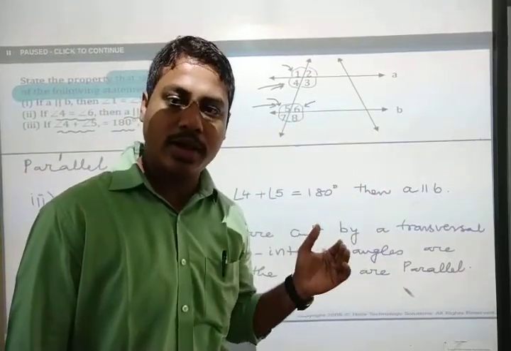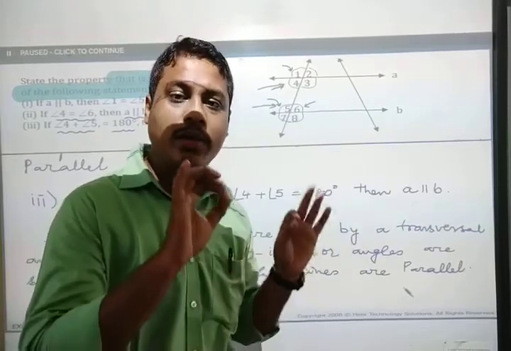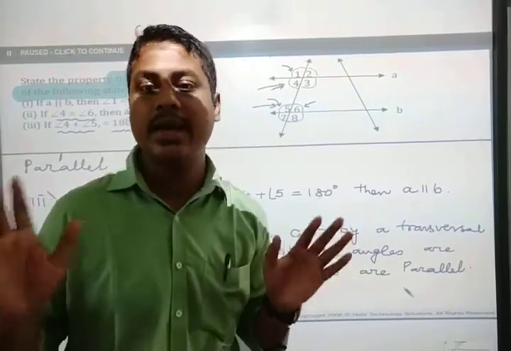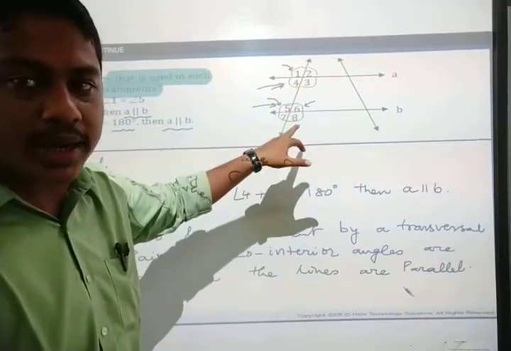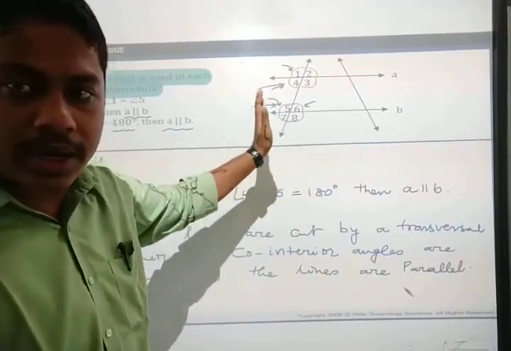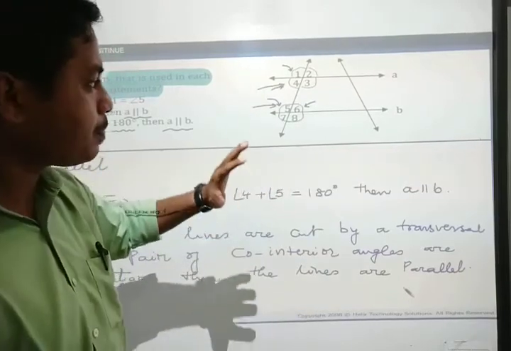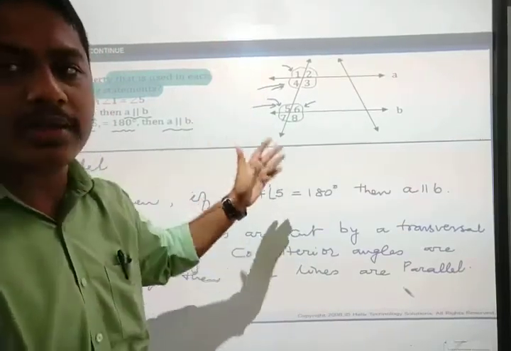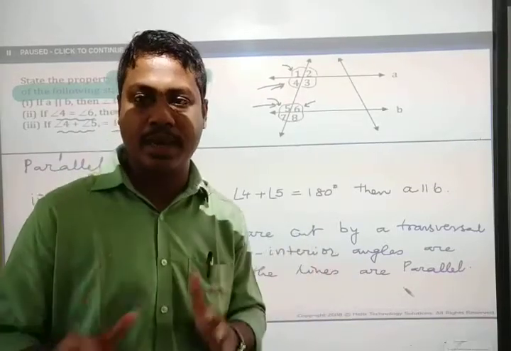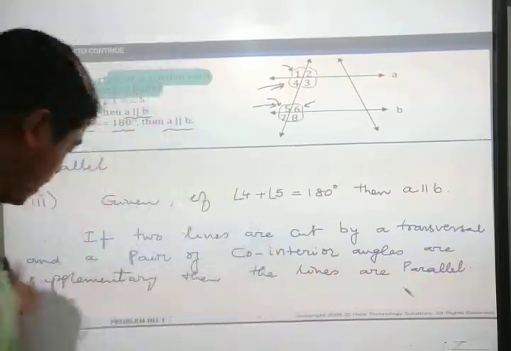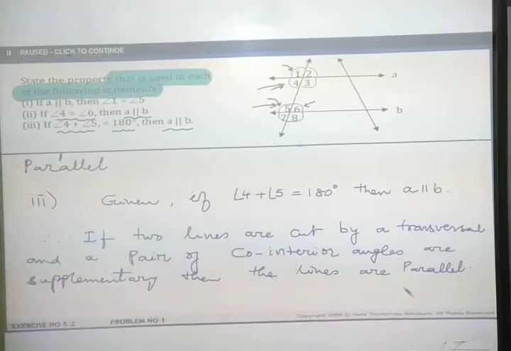Okay, it will be always equal, and if you add the values, you will be getting the value equal to 180 degrees, the sum of the angles. So angle 4 and angle 5 will be equal to 180 degrees, and these are a pair of interior angles. So we can write that if the pair of interior angles are supplementary, then we can consider that the lines A and B are parallel to each other. As it is written here, you have to write in your copy.